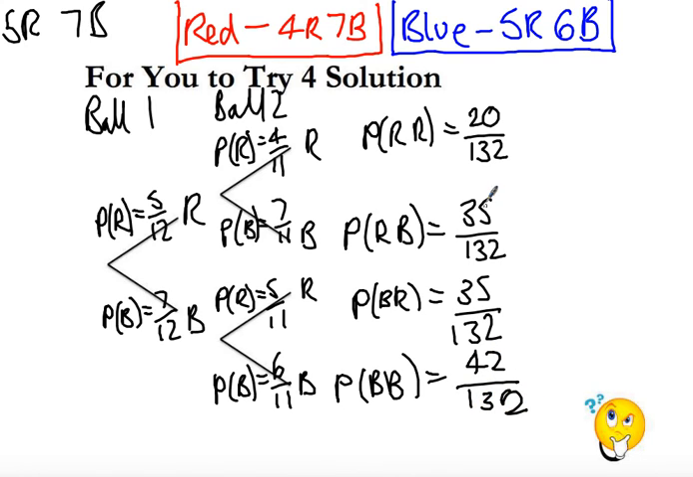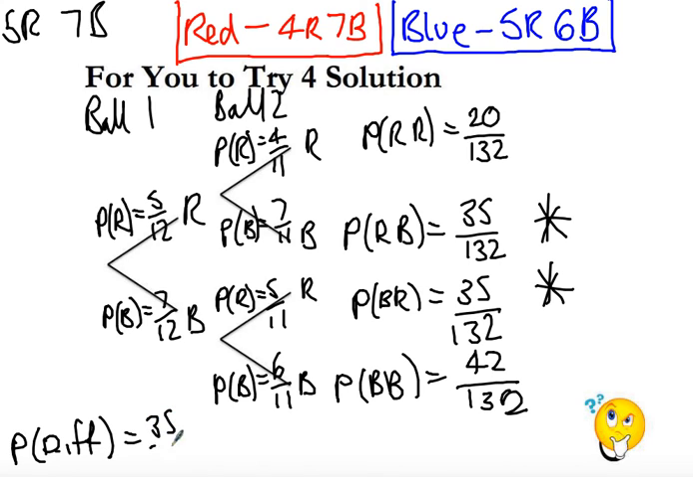Add up the numerators, so 35 plus 35 is 70, plus 20 is 90, plus 42 is 132. It looks like we've done this correctly. So the question asked, find the probability of picking 2 different. So that means, how can I pick different balls? Well, I can have a red and a blue, or I can have a blue and a red. So I get 35 over 132 plus 35 over 132, which gives me an answer of 70/132.